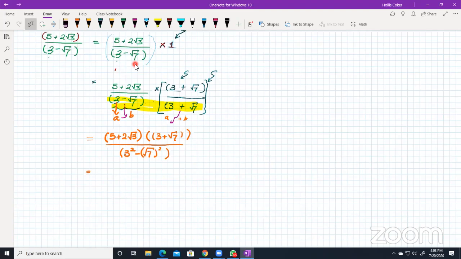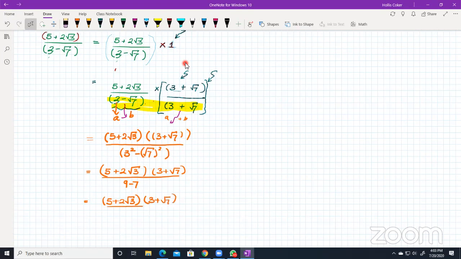So anyway, now you have to simplify that. So that becomes 3 squared is 9, root 7 squared is 7. So this actually becomes (5 plus 2 root 3) into (3 plus root 7), all divided by 9 minus 7, which of course is the same as (5 plus 2 root 3) into (3 plus root 7) all over 2. Make sense? Yes, sir.